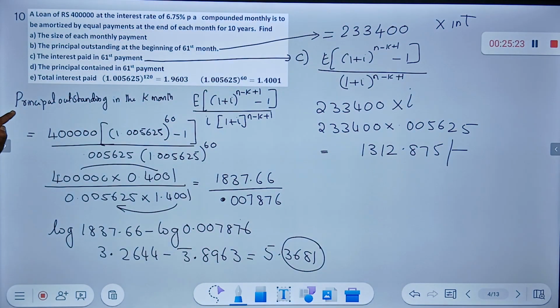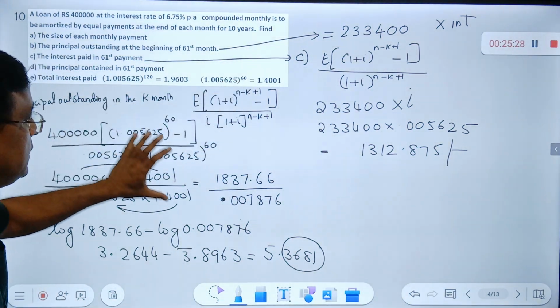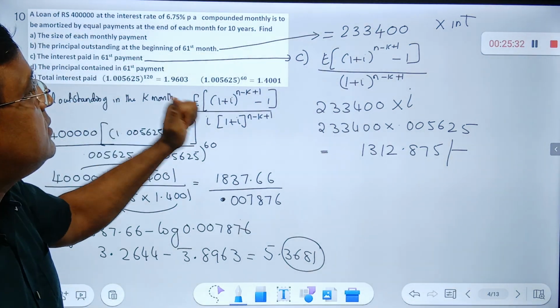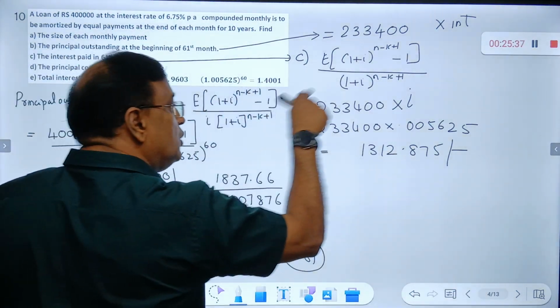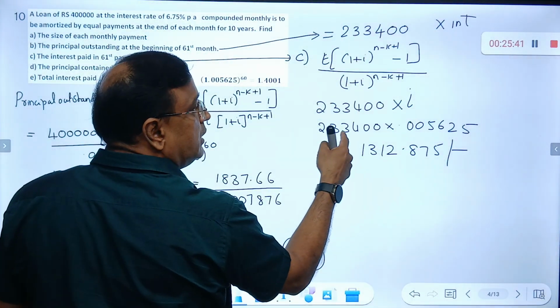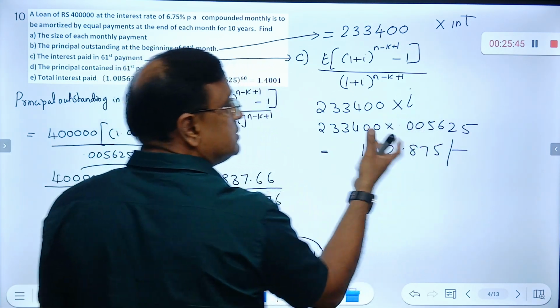Now what do you do? Principal outstanding in the kth month. So I got the formula. Use the formula, get the answer. Then the third subdivision, interest paid in the 61st month. What is interest? Interest paid is nothing but principal outstanding in the kth month into I. So the principal outstanding in the kth month is 233400 into interest, 0.00562. So the answer is this.